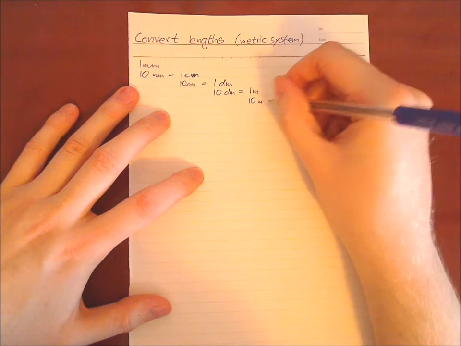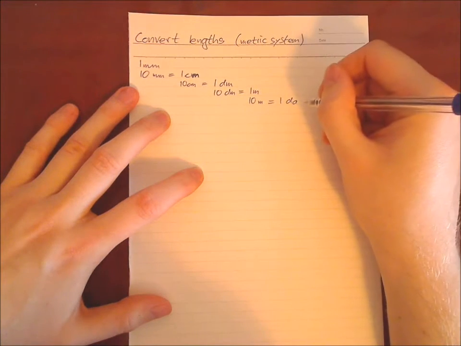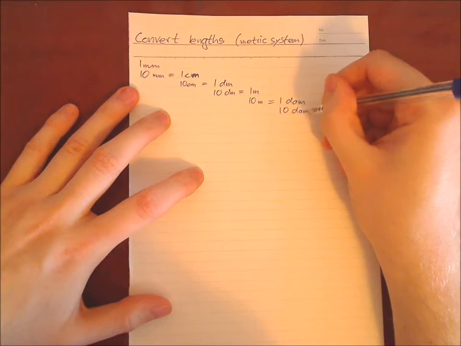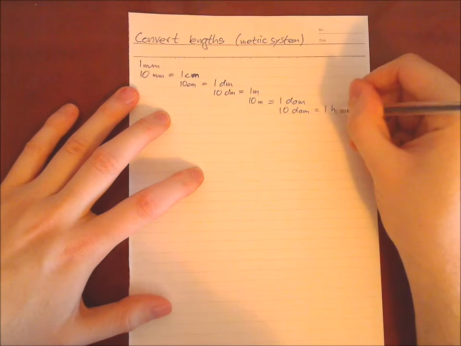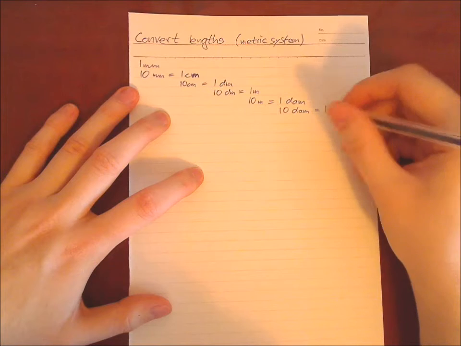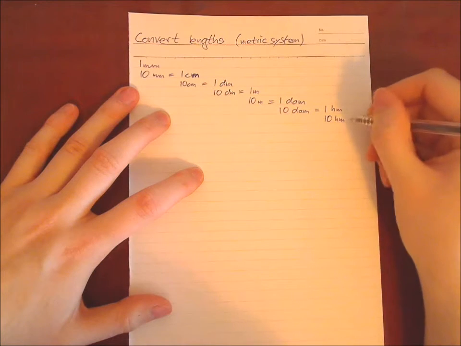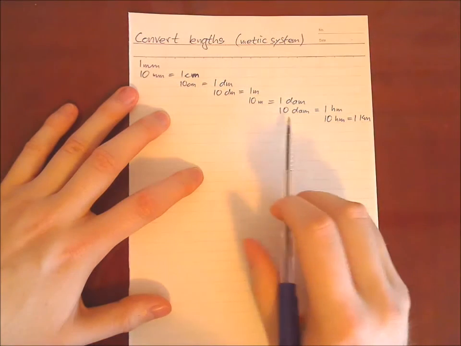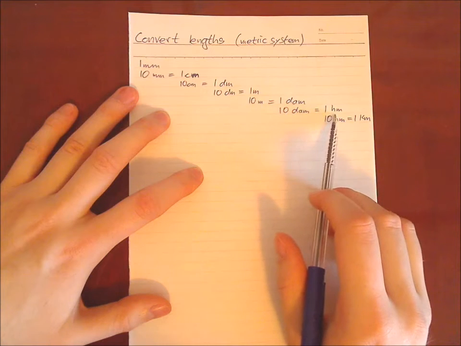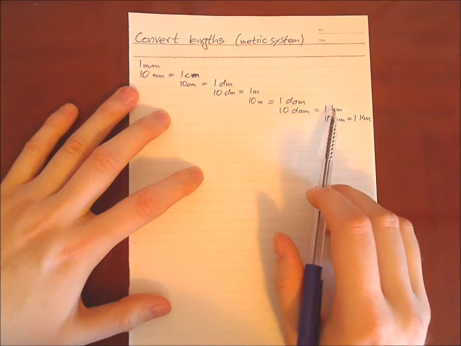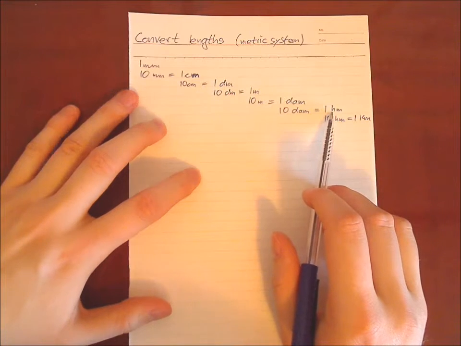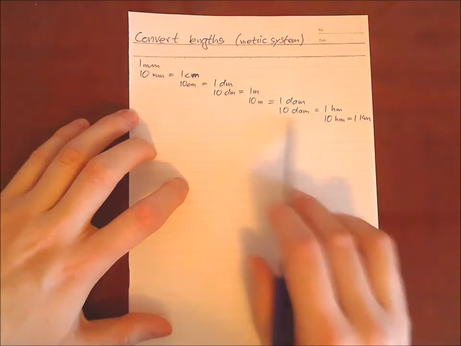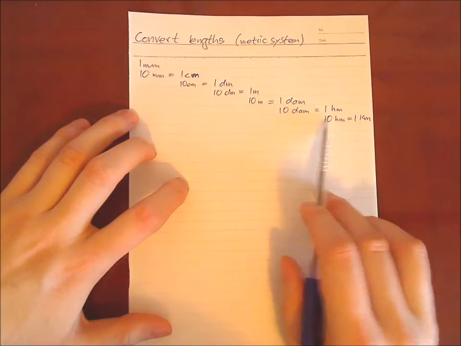10 meters are 1 decameter. 10 decameters are 1 hectometer, and 10 hectometers are 1 kilometer. Actually, the measures decameter and hectometer are not really used anymore concerning lengths. So the step from kilometer to meter is 1, 2, 3, right? 1, 2, 3.